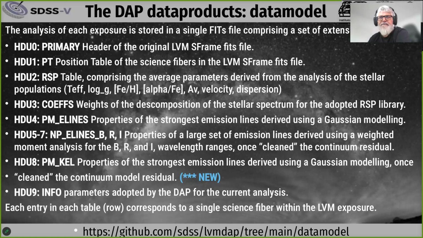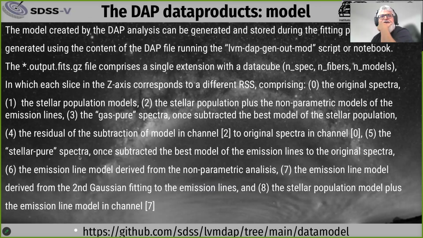Okay, so, well, apart from that, the DAP analysis can generate a model that, as I told you, is switched off in the current run through all the data set because of space. But with this LVM DAP gem model, you can create that model, and this model is large because it contains the original spectra, the model of the stellar population.